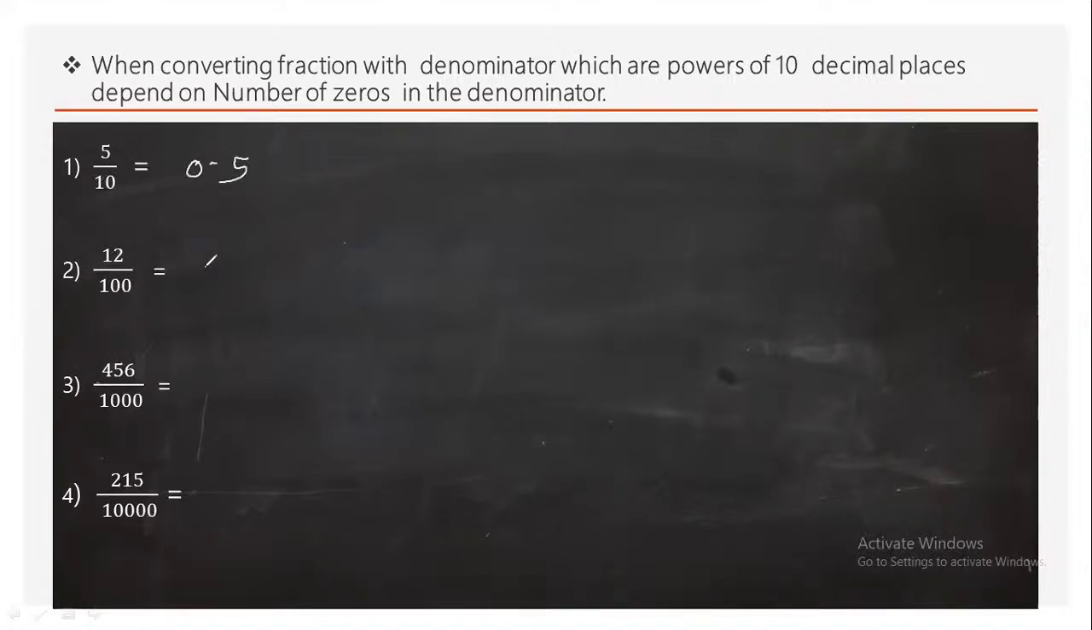0.5 here, then 0.12 here, 0.456, 0.21. No, 0.0215, because there are 4 zeros in the denominator, 4 decimal places, right? 4 decimal places backwards. 0.0215.